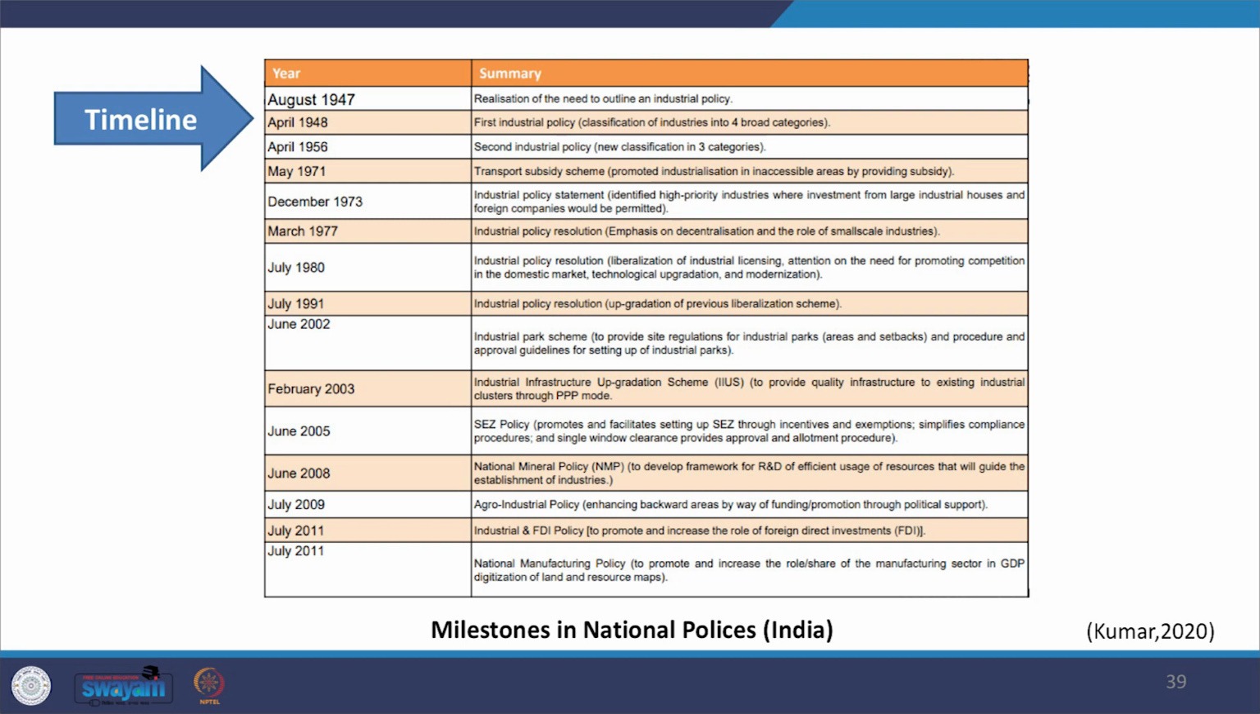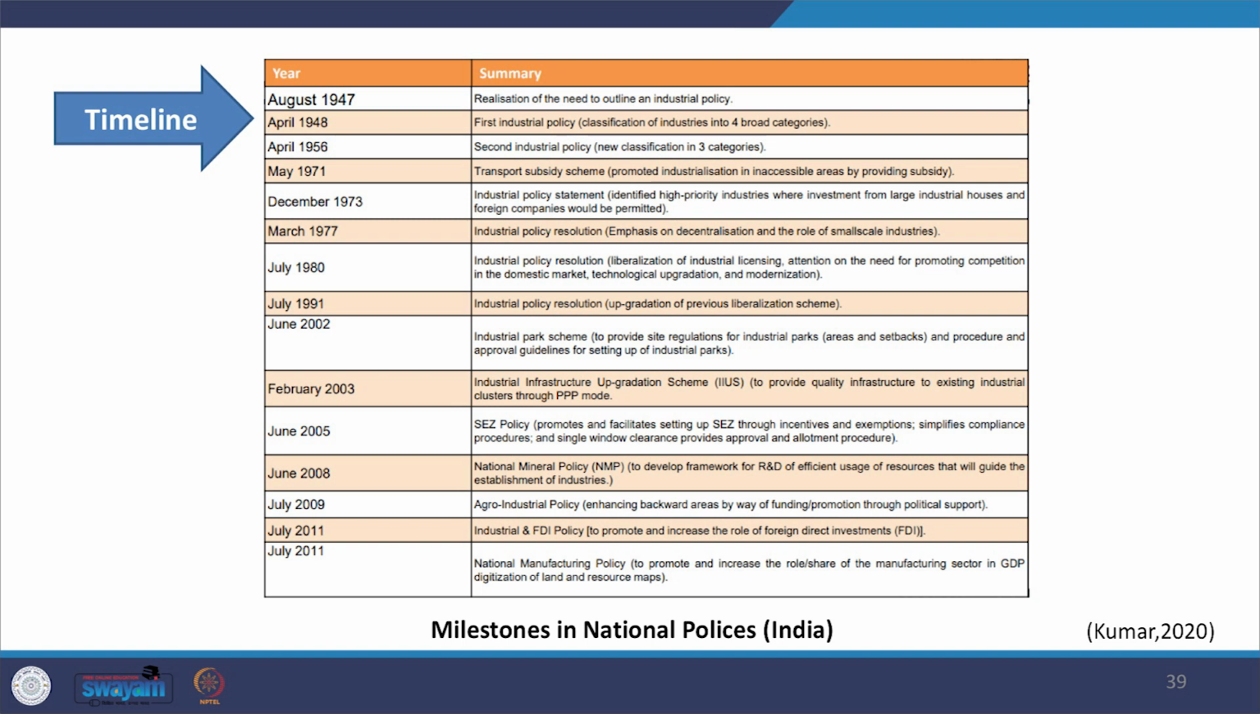In 2005, we further see that Special Economic Zone policy came, which was initiated to promote and facilitate setting of Special Economic Zone, also called SEZ, through incentives and exemption, simplified compliance procedure. There would be very simple procedure to acquire anything, and ease of the process, the regular process. So the ease was given to them.